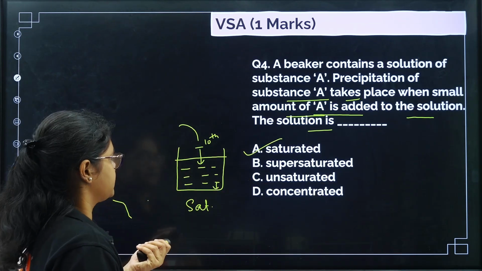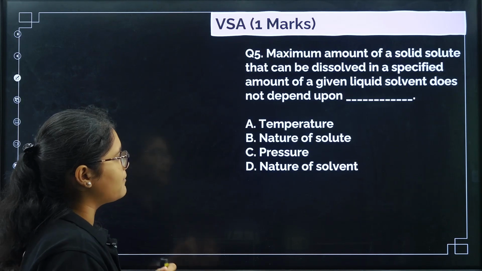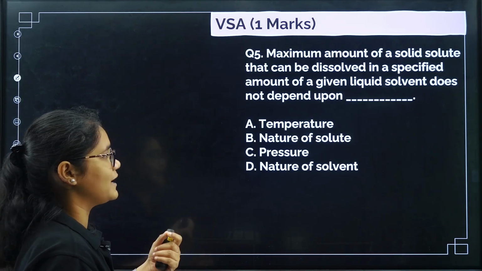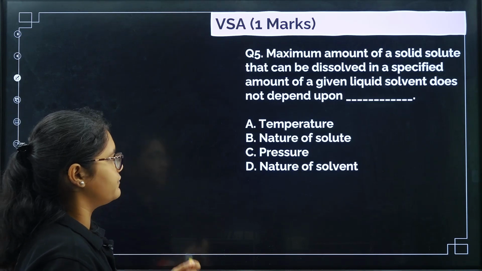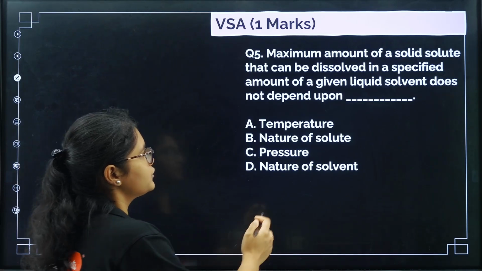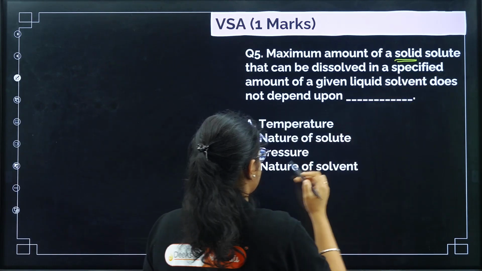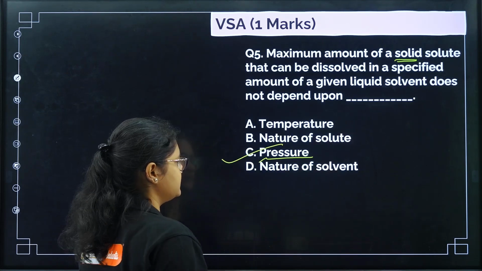Okay, next, the maximum amount of a solid solute that can be dissolved in a specified amount of a given liquid solvent does not depend on. So you know, solubility of solids is independent of the pressure, option number C.